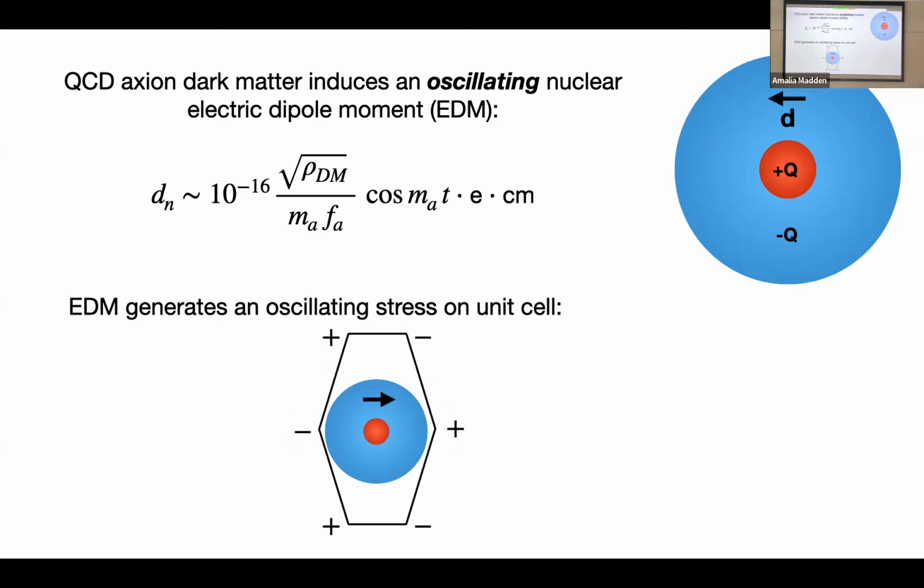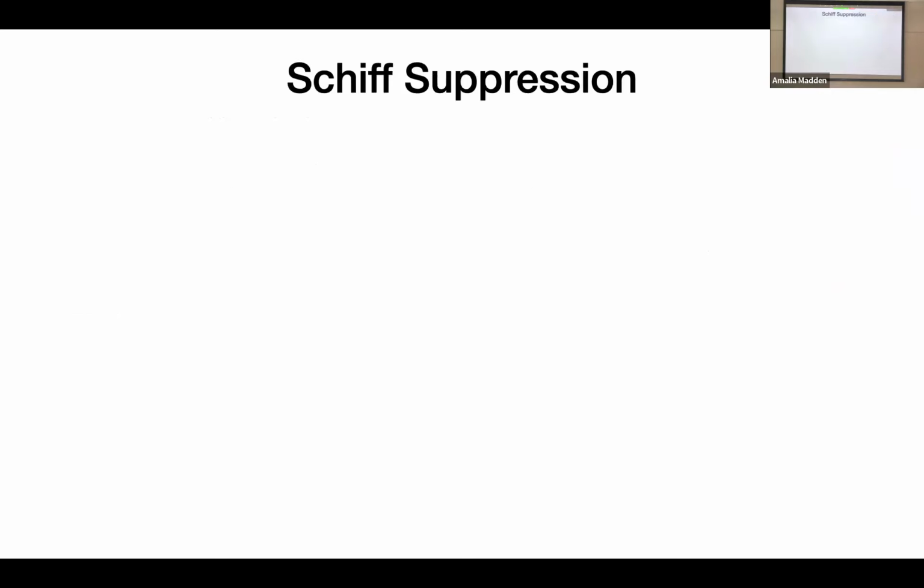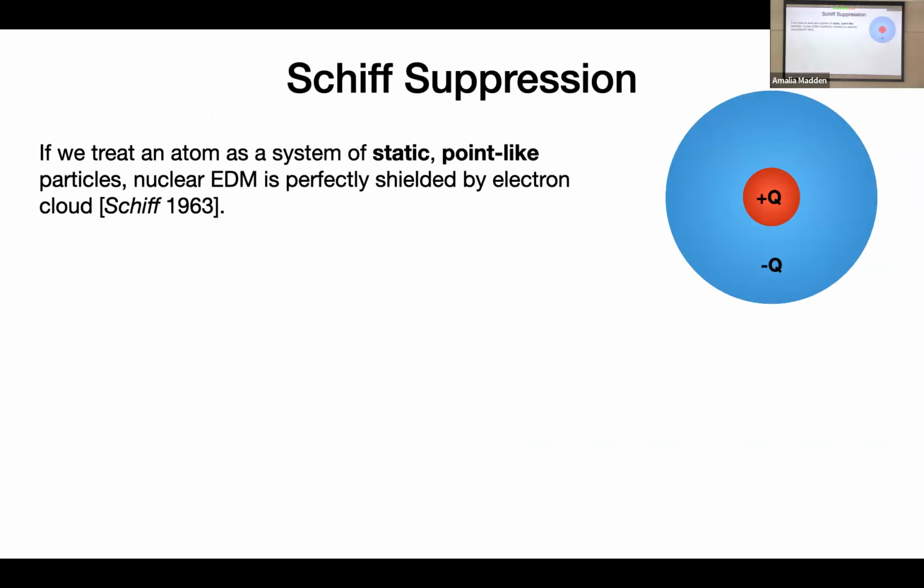This picture is too simple. I'm going to tell you why it doesn't work. There's something known as Schiff's theorem. If you were to treat an atom as a system of static and point-like particles, then the electric dipole moment of your nucleus would be perfectly shielded by the cloud of electrons. To give you a picture of how this works, we gave the nucleus a dipole moment, and it's shifted its position relative to the cloud of electrons such that it exactly cancels out the net dipole moment of the system.